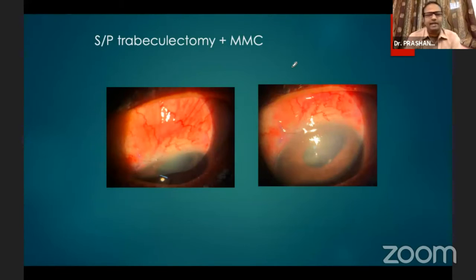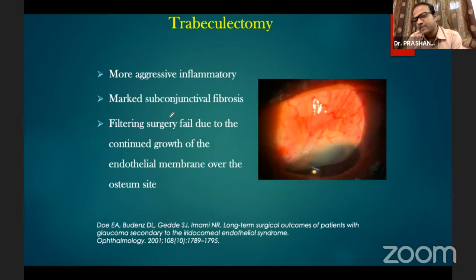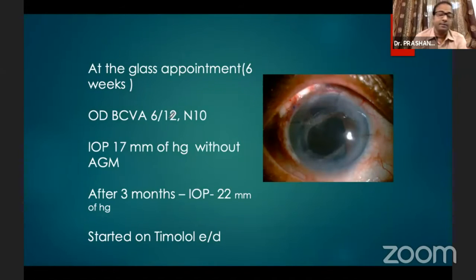We can also do a trab in cases of ICE syndrome, but generally what happens when we do a trab in ICE syndrome is we get very engorged, angular-looking vessels over the conjunctiva, which limits the chances of success. So we can try doing a trab also in ICE syndrome, but the success of putting in an implant is much higher.